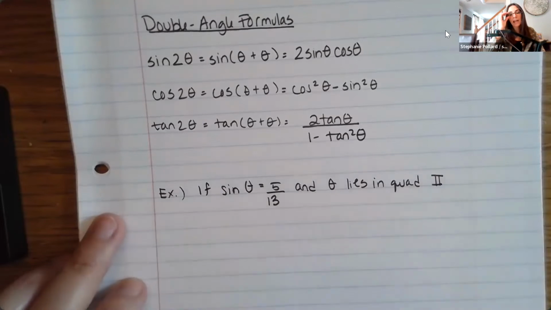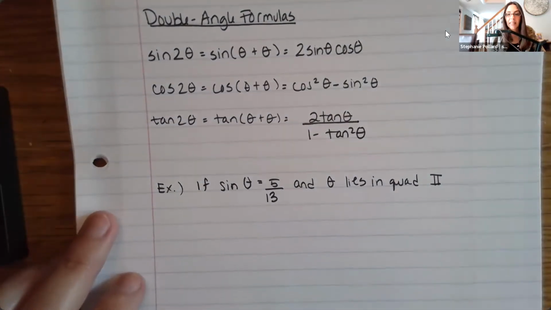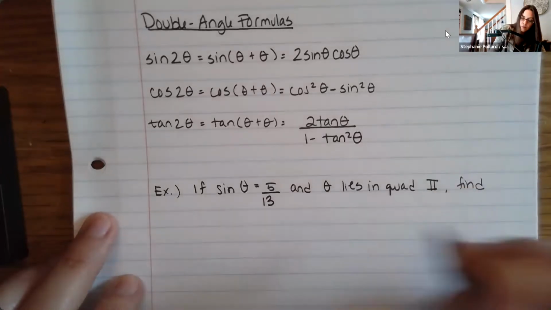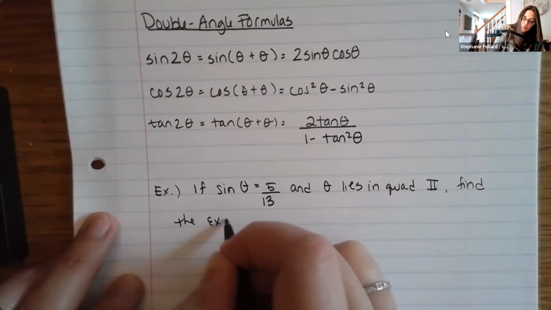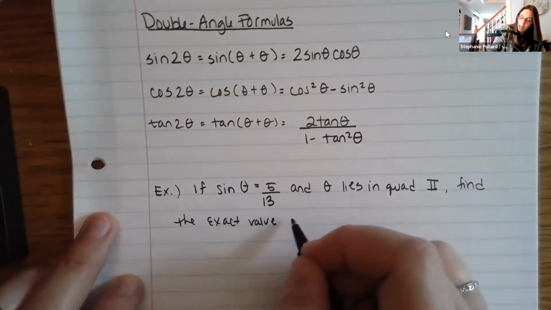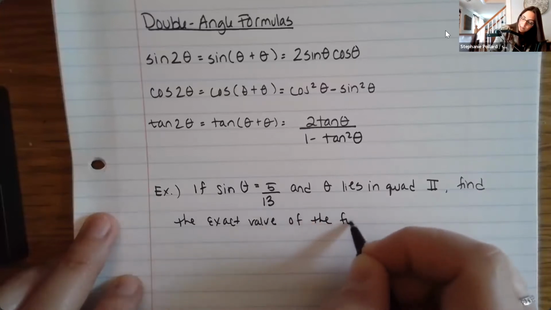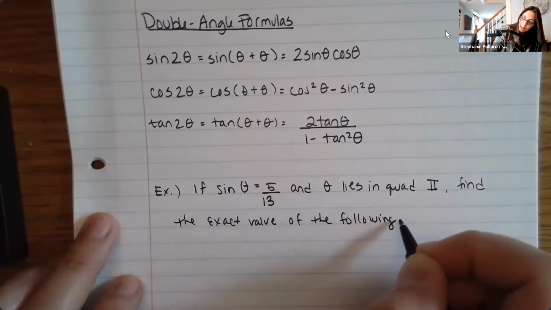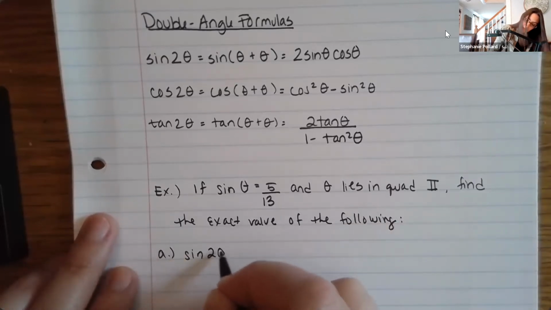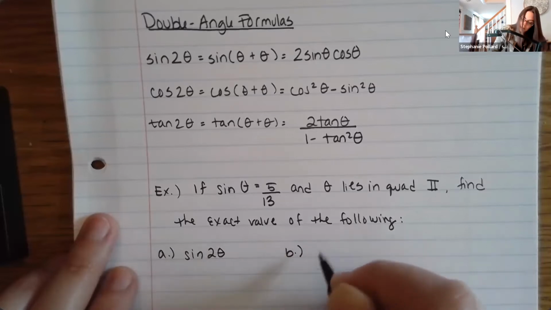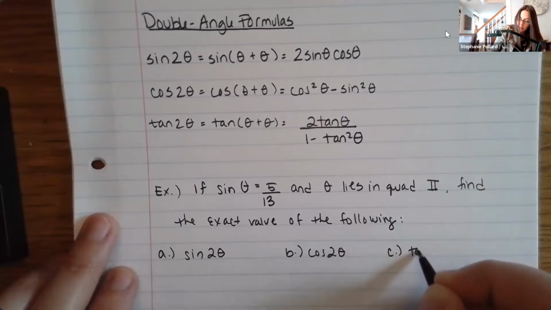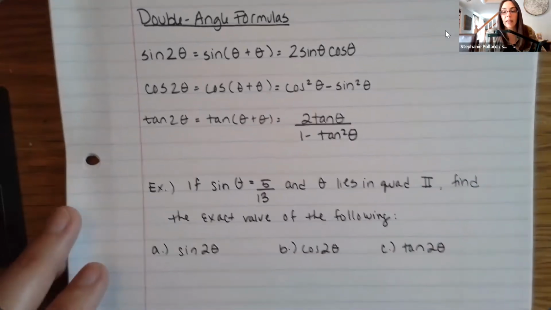So if sine of theta is 5 over 13 and theta lies in quadrant 2, find the exact value of the following. Sine of 2 theta, cosine of 2 theta, and tangent of 2 theta.